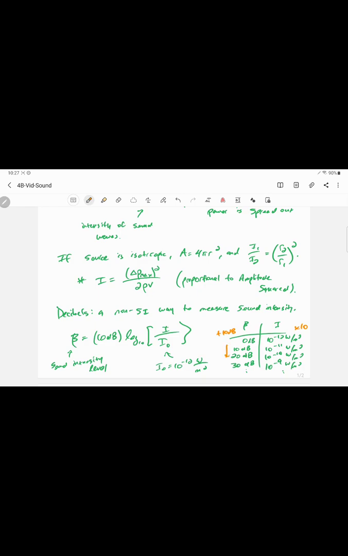So 0, 10, 20, 30 decibels means 10 to the minus 12, 10 to the minus 11, 10 to the minus 10, etc., watts per square meter. By the time you get to 1 watt per square meter on the right-hand side, that's going to be 120 decibels on the left-hand side.